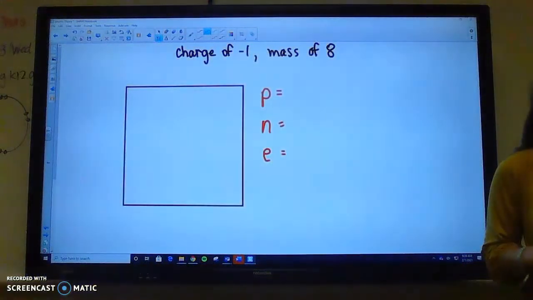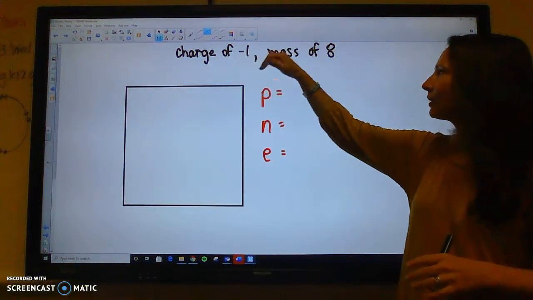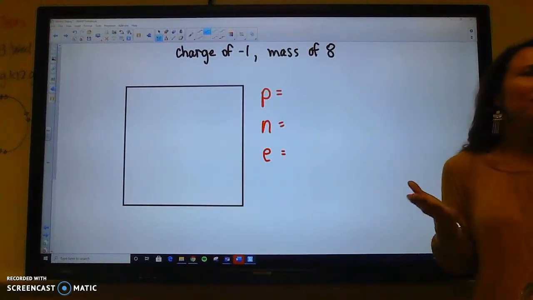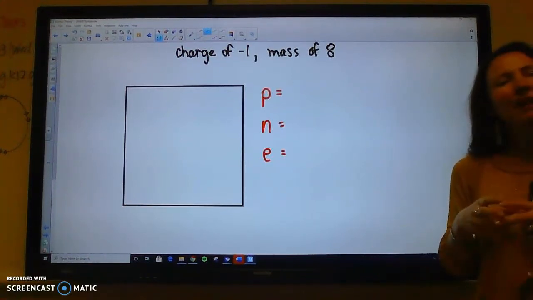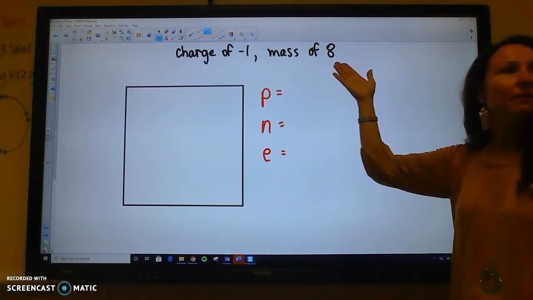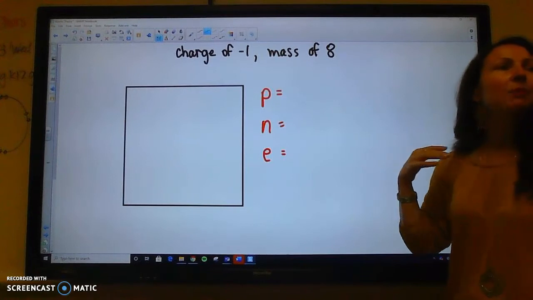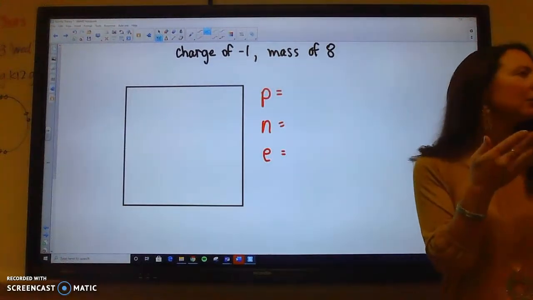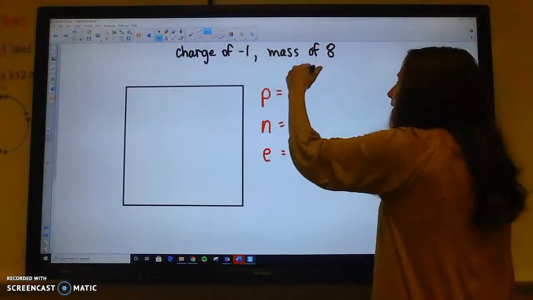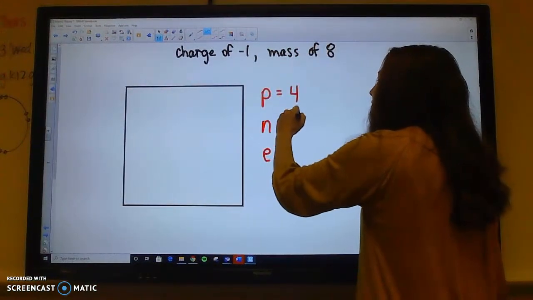At number 2 on your paper, it says you have a charge of -1, a mass of 8. It told us it didn't have to be stable, but we're going to make this one stable. So we're going to start with a mass. If it has a mass of 8 and we want it to be stable, then we need to have equal protons and neutrons if at all possible. That's going to be 4 protons, 4 neutrons.